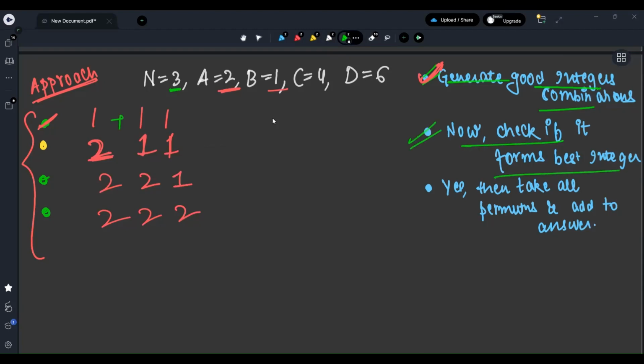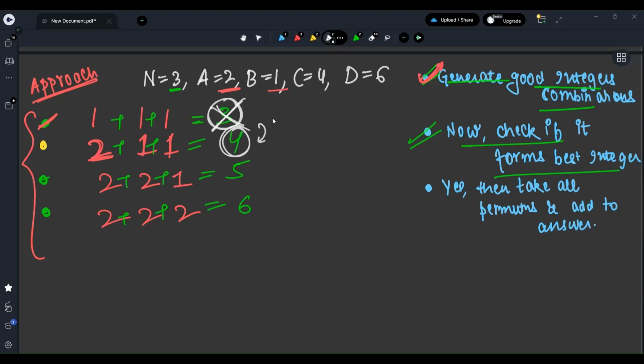Now, what I will do, I will add all of them. As I said, for making the best integer, I will add all. When I add all of them, this will be equal to 3, this will be equal to 4, this will be equal to 5, this will be equal to 6. Okay. Now check whether it contains C and D only. No, it contains 3 as well. Skip. Skip.